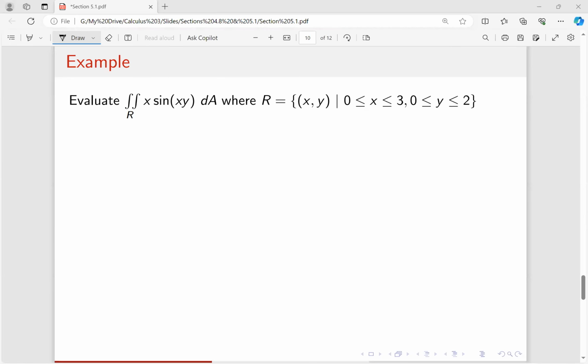Okay, let's begin example 3. So here we have the integral of x times sine of xy dA, where R is this rectangle. X goes from 0 to 3, y goes from 0 to 2.